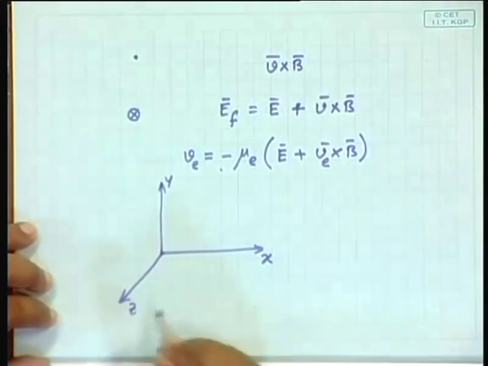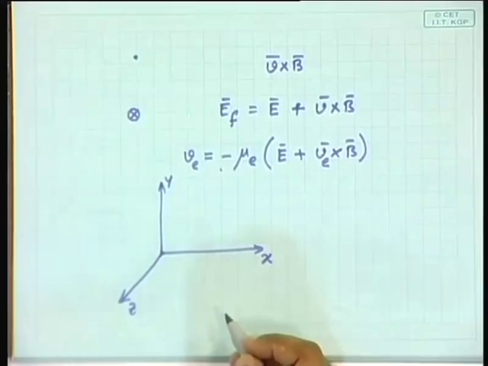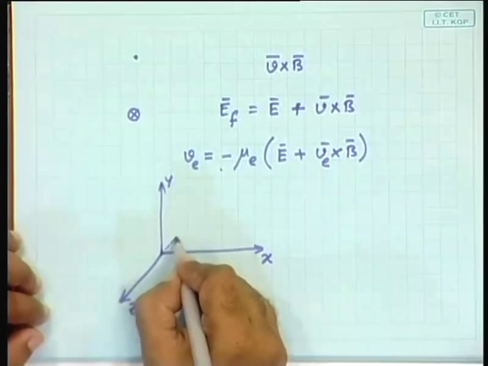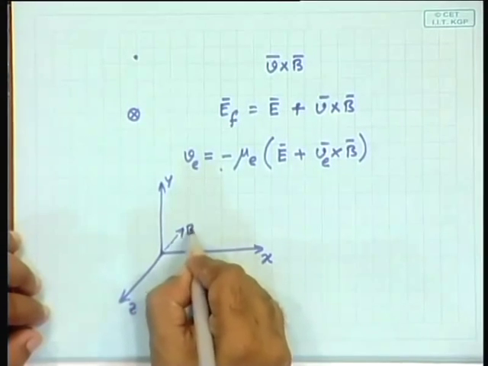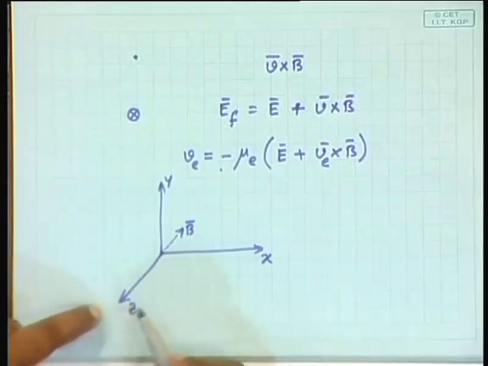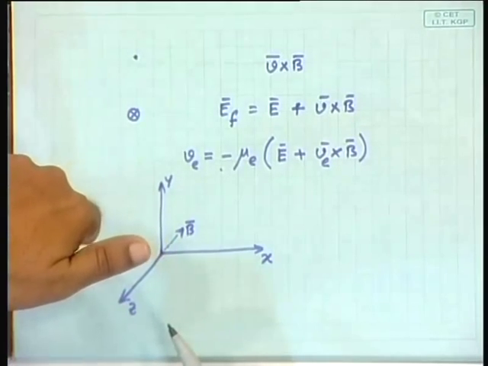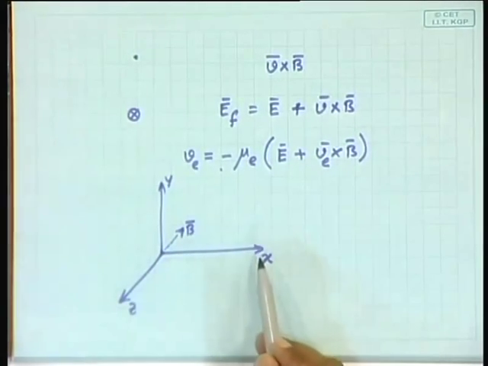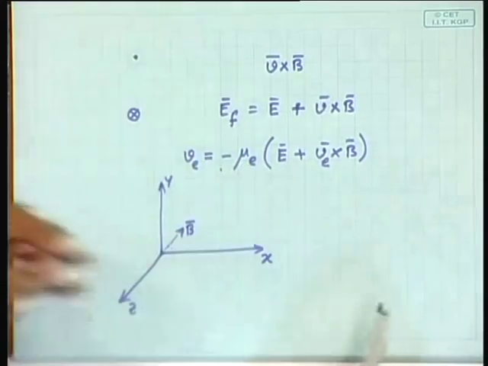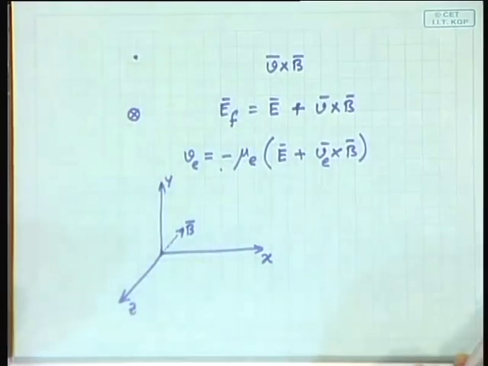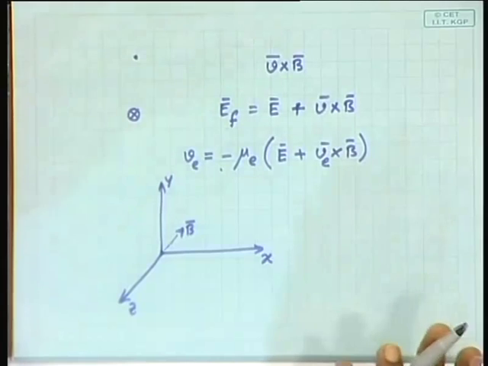Y, Z, and B will be in the direction of Z, right, into the paper. X is the direction in which the gas is flowing, and Y is the direction perpendicular to it.